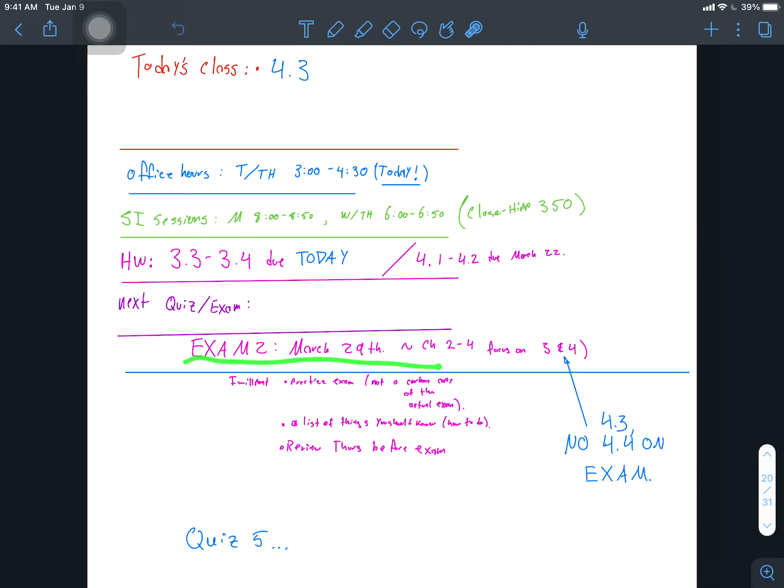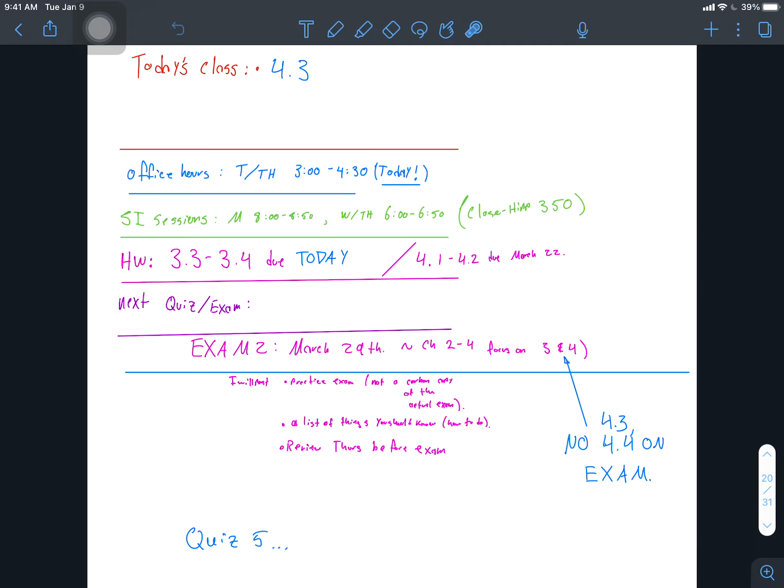So, the second exam is going to be 1 week from today. Okay? And it's going to cover basically the second half of chapter 2 up until what we did this past Thursday. So in particular, today's class is not going to be on the exam. And so it's going to go up to and including section 4.2.